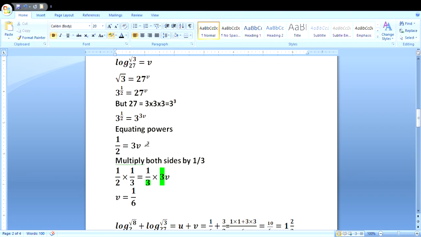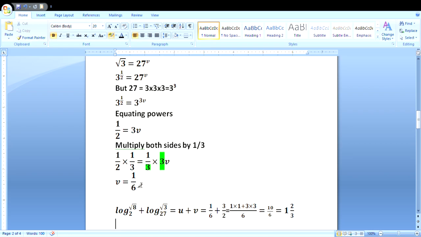Now to obtain the value of v alone, either we multiply both sides by 1 over 3, or we divide both sides by 3. Okay, divide both sides by 3. All right. So v eventually becomes 1 over 6.